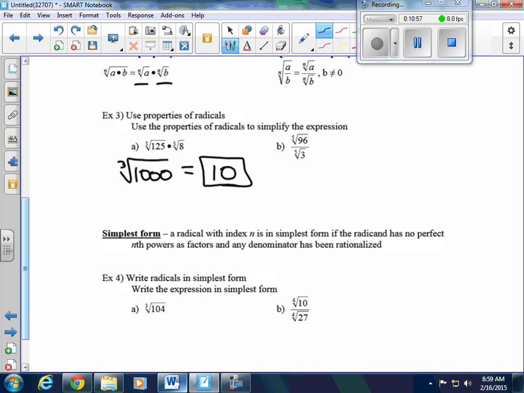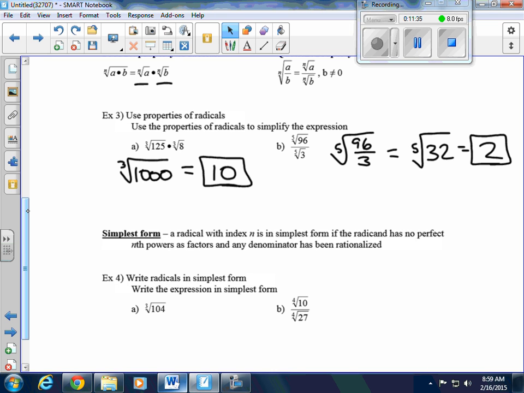In B, we're going to do the fifth root of 96 divided by 3. Well, 96 divided by 3 is 32. And the fifth root of 32 is 2. So using the properties with some very basic radicals, and these are ones that work out really nice because, in fact, 1,000 had a third root and 32 had a fifth root. So in this case, we would get our answer down to a nice number.